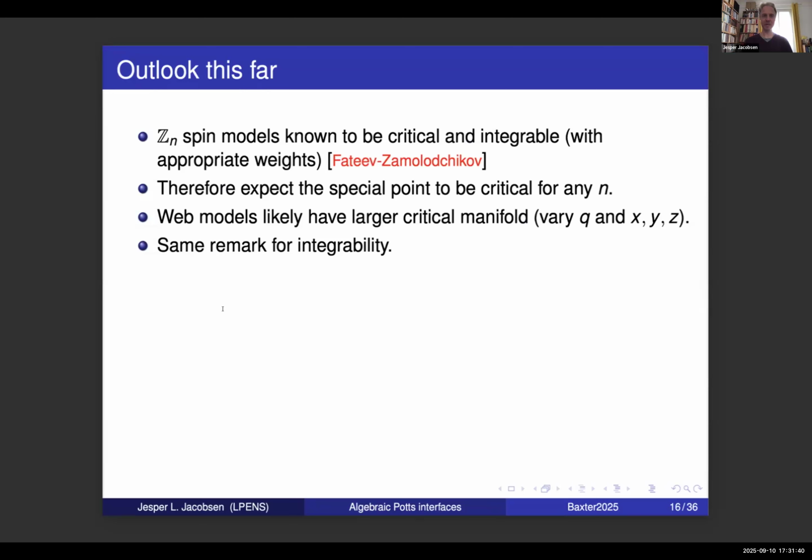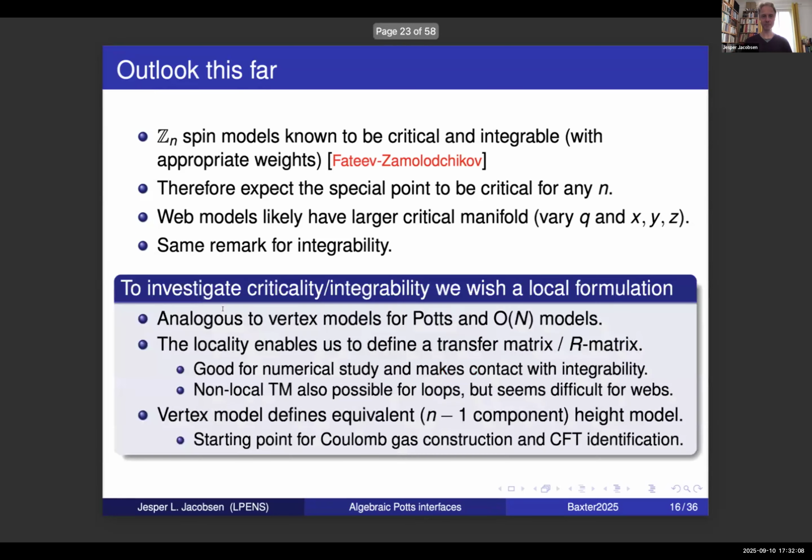So there are integrable spin models around with Z_n symmetry. So it's sort of warranted to expect that we can find a special point that's critical for any n. But the web models, of course, have this deformation parameter. So the question is, can we deform these models away from this special point, and will they remain critical? And also, will they remain integrable?